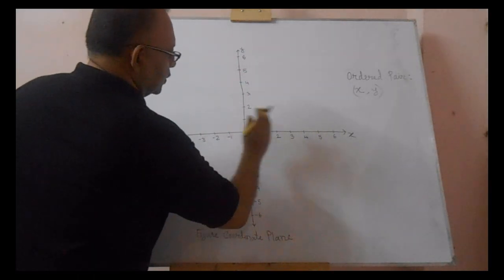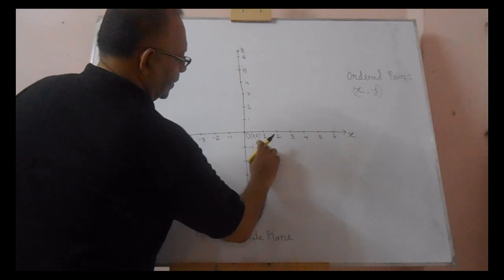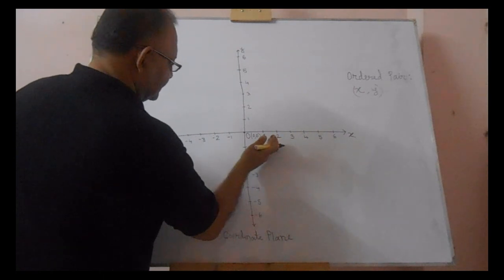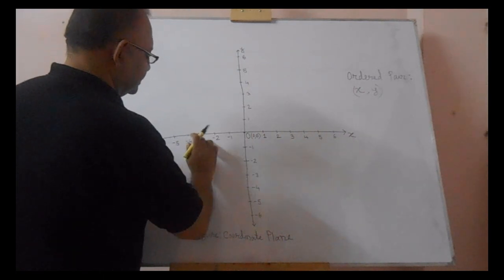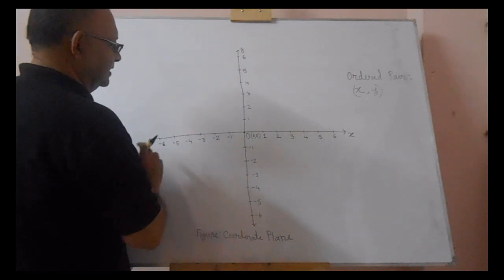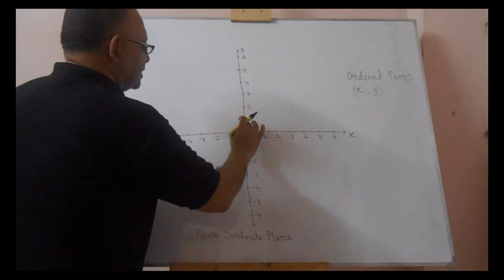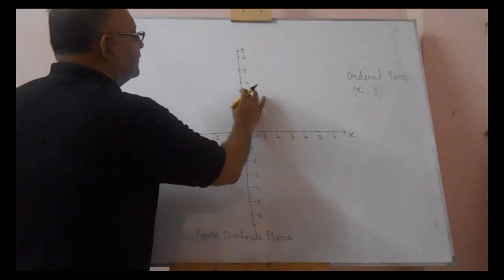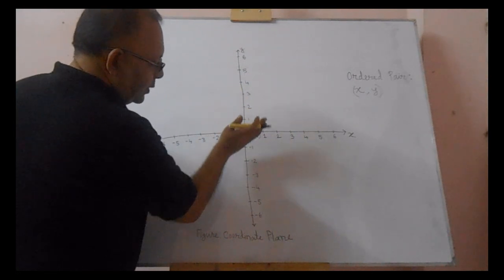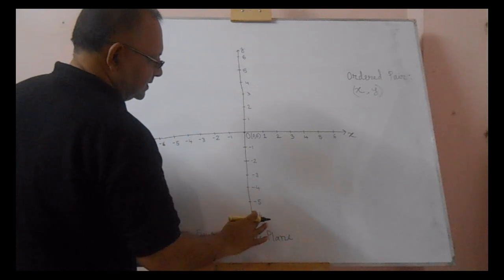The right side of the origin on the x-axis consists of positive values of x coordinates and the left side of the origin on the x-axis consists of negative values of x coordinates. The above side of the origin on the y-axis consists of positive values of y coordinates and the below side of the origin on the y-axis consists of negative values of y coordinates.